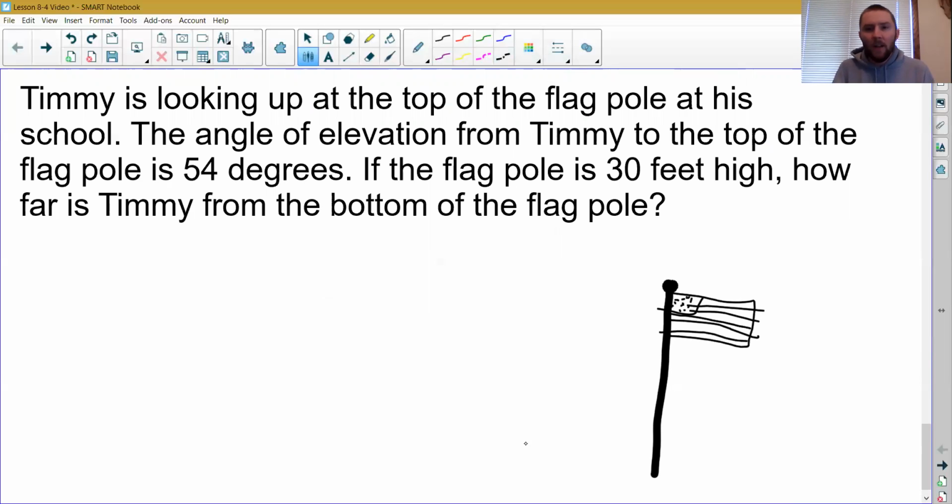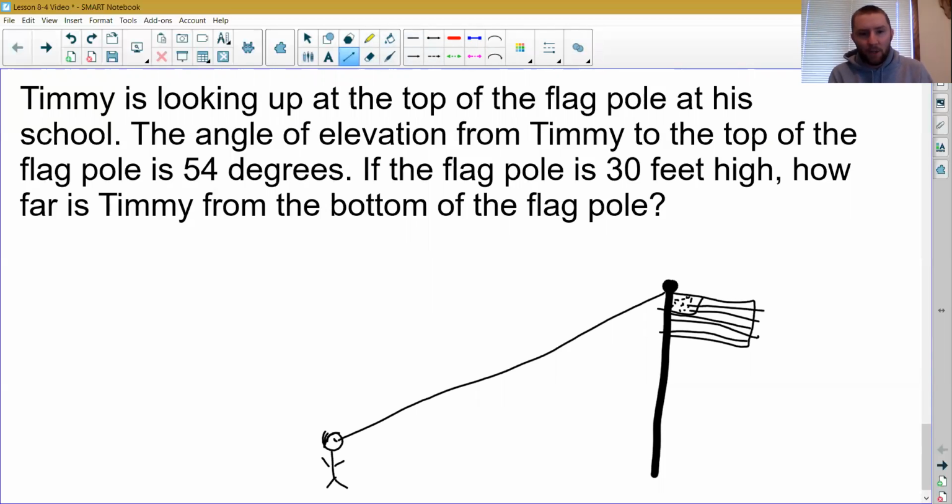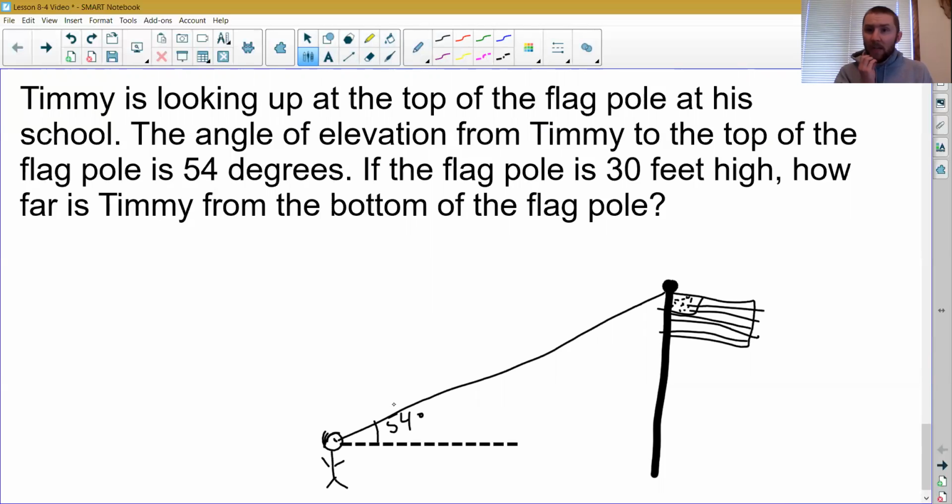All right, there's our flag. And Timmy is over here, and he's looking up at the top of that flagpole. Okay, so here's Timmy. He's looking up to the top of the flagpole, and we are told that the angle of elevation from a horizontal line at Timmy's eyeballs up to the top of the flagpole measures 54 degrees. Okay, and then we are also told that the flagpole is 30 feet high. And the question is, how far is Timmy from the bottom of the flagpole?